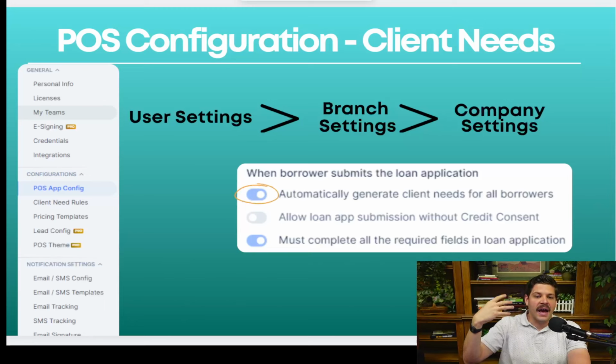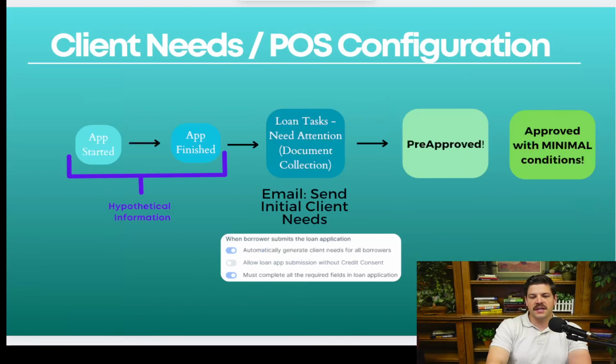We want to automatically ask for the documents to support that application. And what this is going to do is, one, give you a quick pre-approval, because it'll ask for that documentation and you can have it continue to ask until you receive it. So let's get them pre-approved quickly. More importantly, to me, and I think to everyone, let's get them approved with minimal conditions. Let's see into the future.